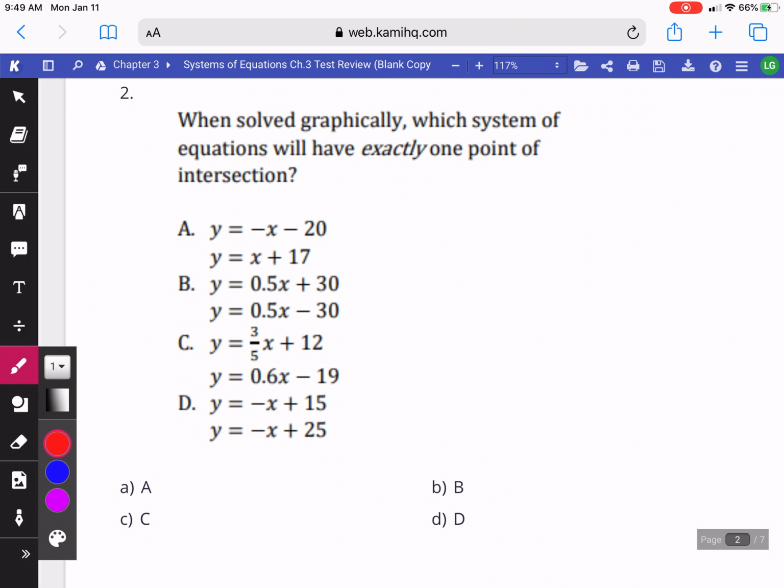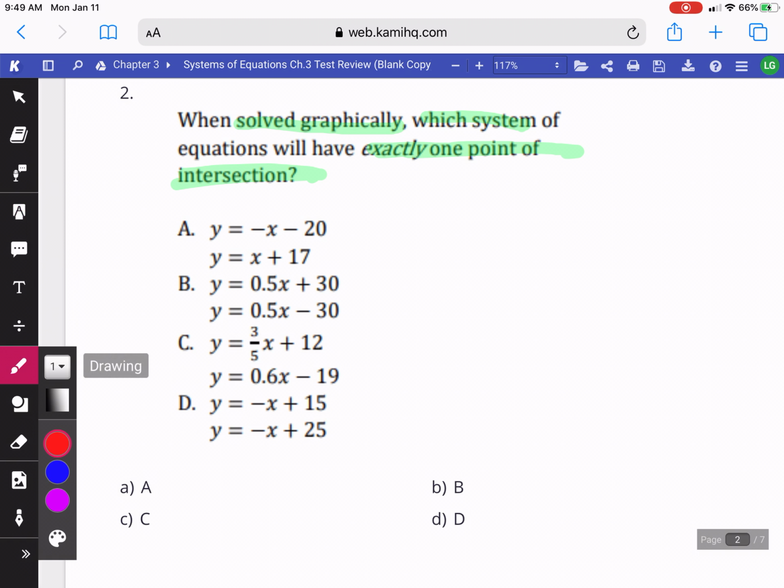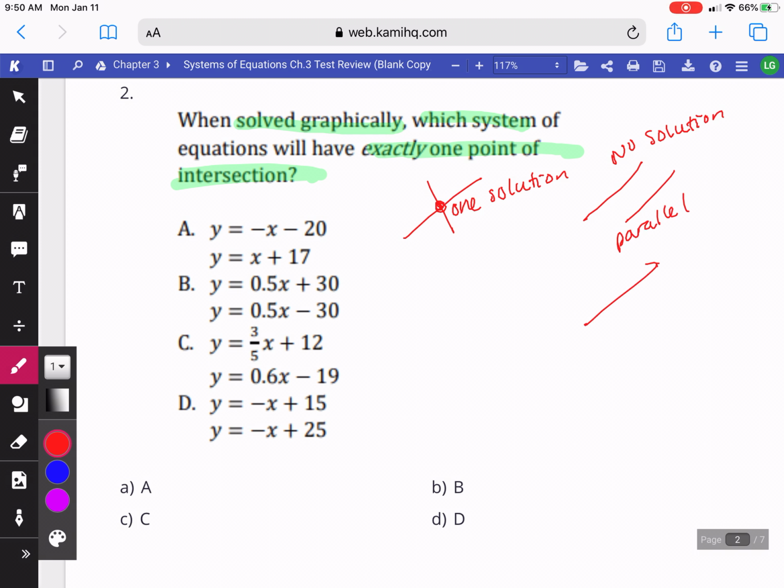Here it says if we were to solve graphically, which system would have exactly one point of intersection? So remember, there's 3 possible solutions that a system could have. If they intersect, it has one solution. If they're parallel, it has no solution. And if it's the same line, then it has infinite solutions.